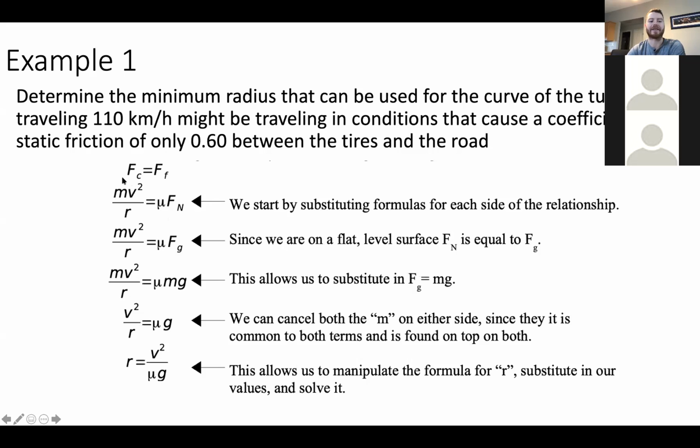And we know from last day that the centripetal force is equal to the mass times the velocity squared over the radius of an object in circular motion. Okay, so we're just going to continue with the substitution.